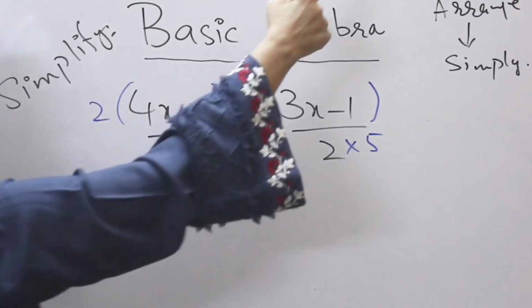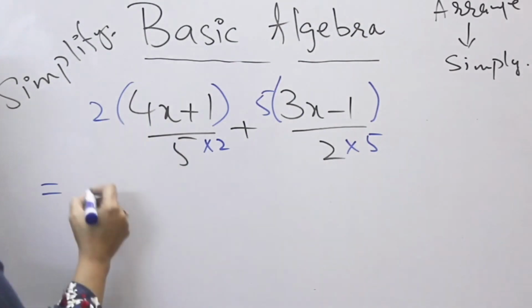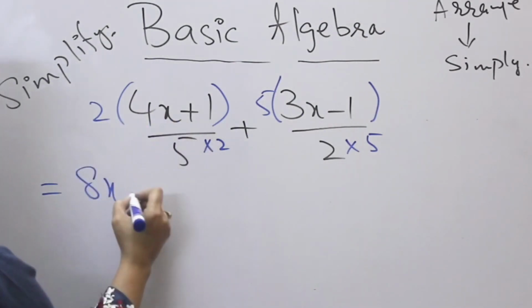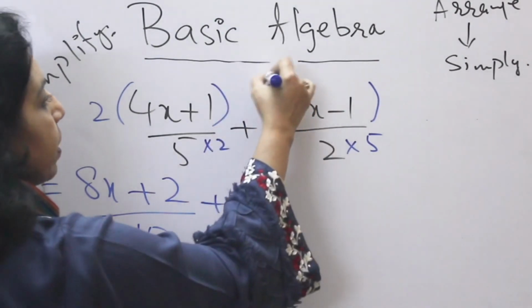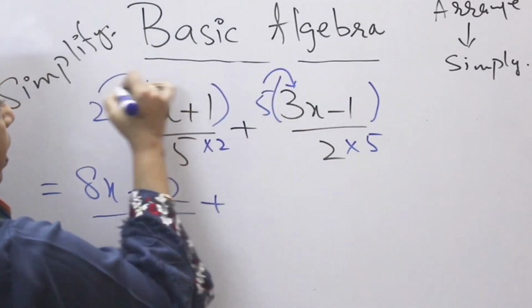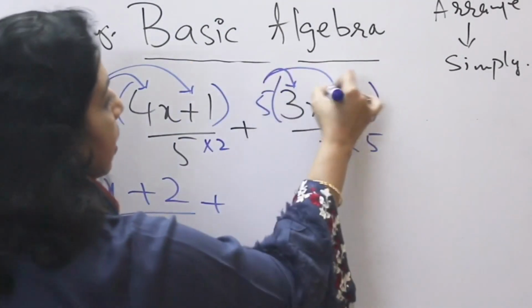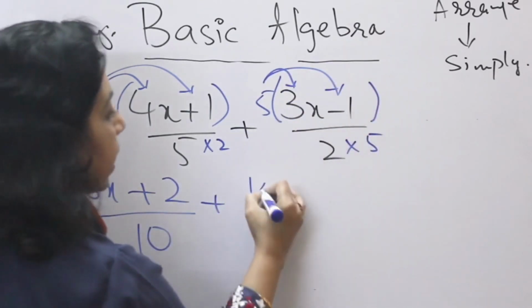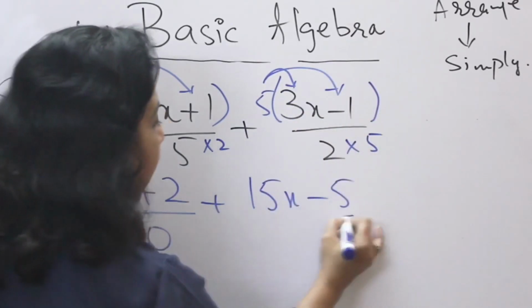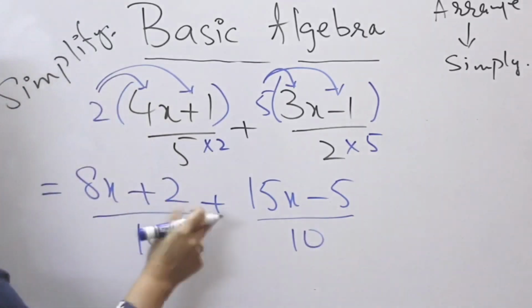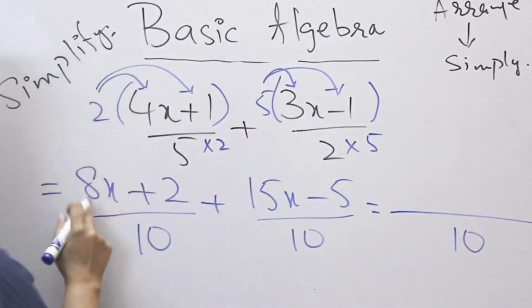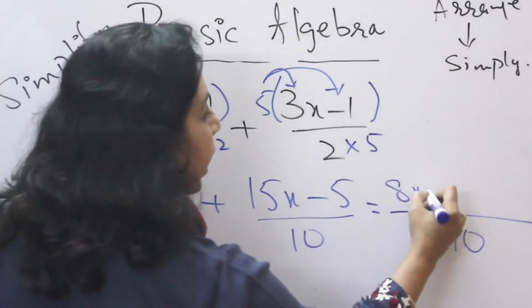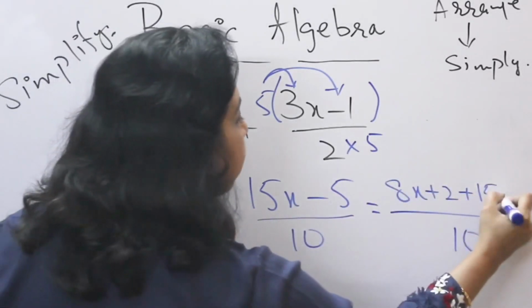First of all, we shall expand. 4 2 times 8x, 2 1 times 2 over 10, plus 5 3 times. We shall multiply this with this first and then this. 5 3 times 15x minus 5 1 times 5 over 10. We shall add, or we shall bring them on the same fraction. 8x plus 2, 8x plus 2 plus 15x minus 5.